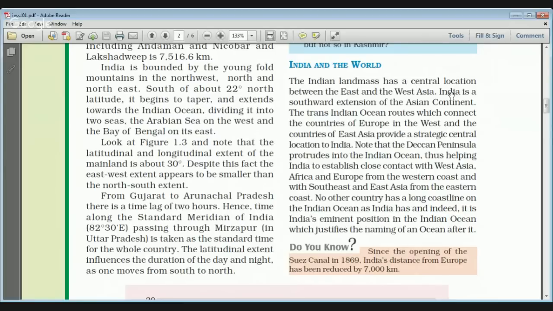And the second important reason for the central location of India is that the Deccan Peninsula protrudes into the Indian Ocean, and that is why it helps India to establish close contact with West Asia, Africa and Europe from the western coast, as well as the eastern coast. The western coast results in relations with West Asia, Africa, and Europe, and the eastern coast results in relations with Southeast and East Asia.